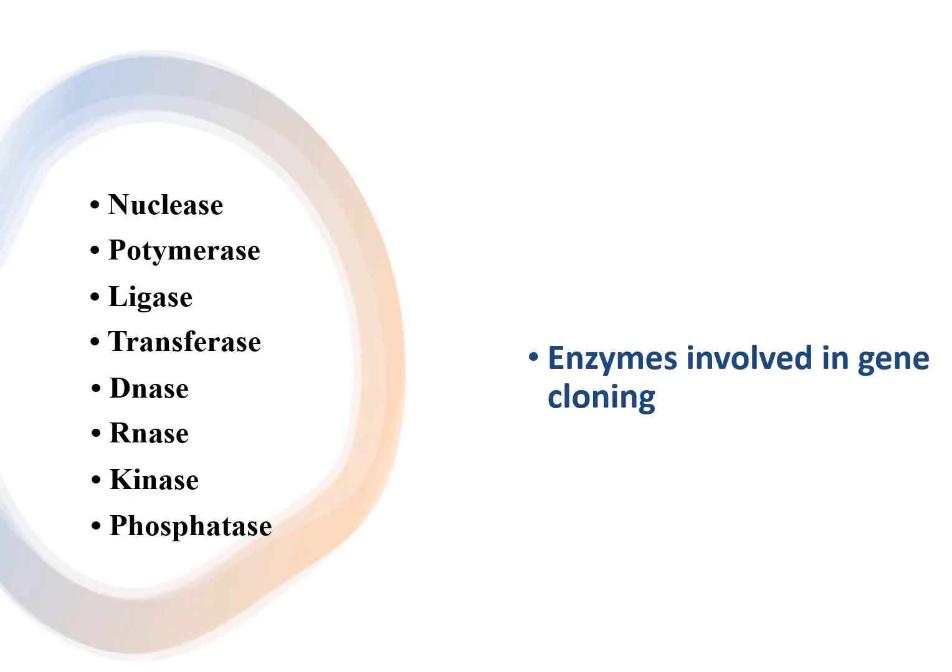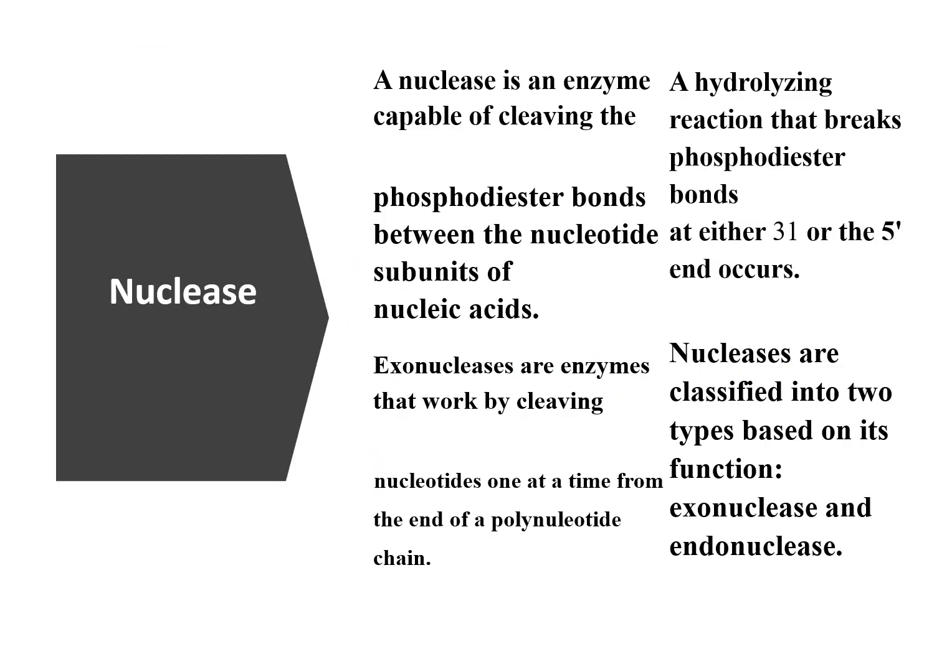And enzymes involved in gene cloning. As I have said above, gene cloning is a process in which a gene of interest is copied, and there are 10 types of enzymes: nucleases, polymerases, ligases, DNases, RNases, transferases and kinases. These are the main roles which can be involved in DNA cloning.